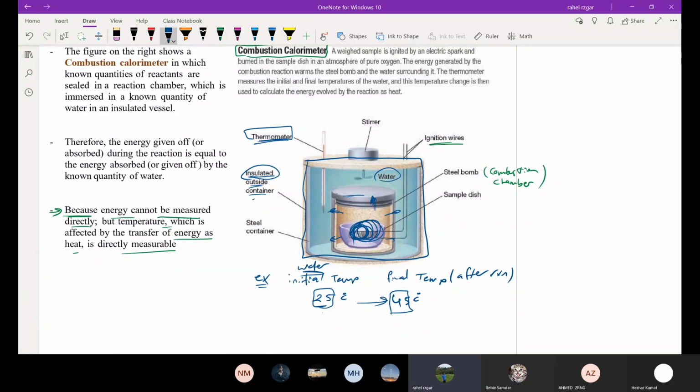So we cannot measure energy directly. We have to measure temperature.